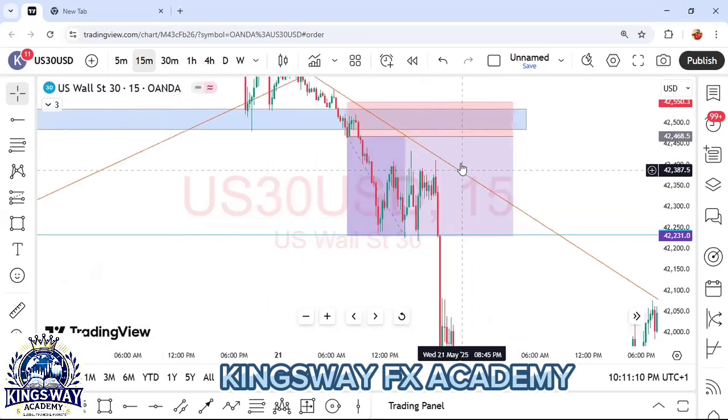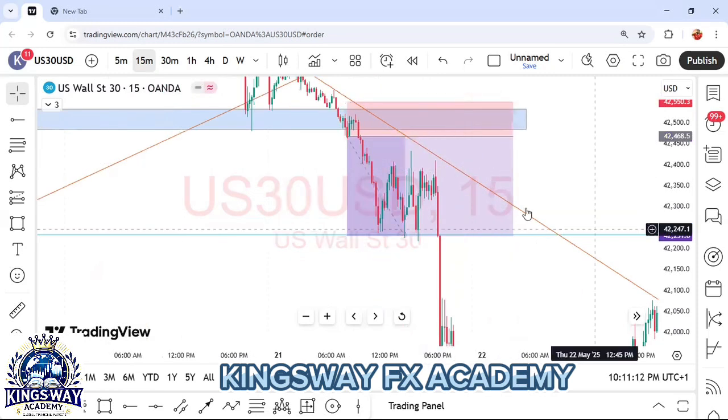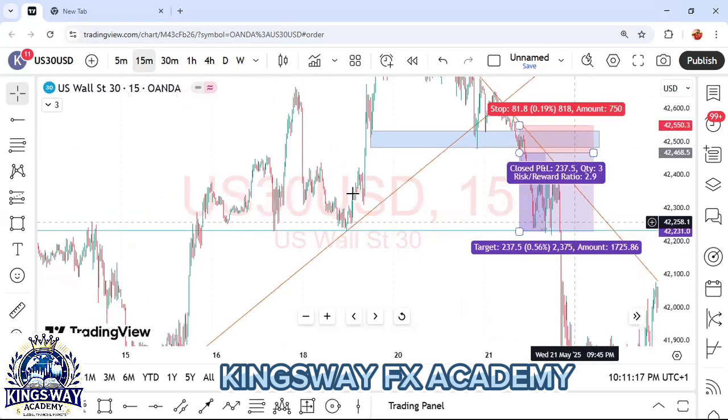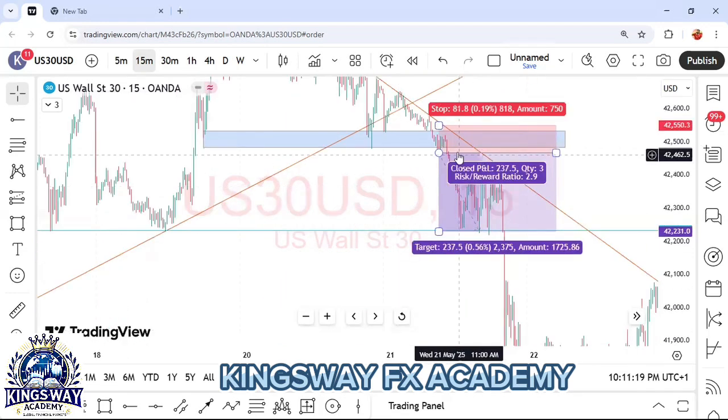So at this point I was able to take the trade, and I was getting almost a 3:1. This is 2.9. So this was giving me almost a 3:1, and the trade went swiftly. Immediately I took the trade, it didn't reverse or consolidate around this point, but it went directly into profit and hit my take profit.